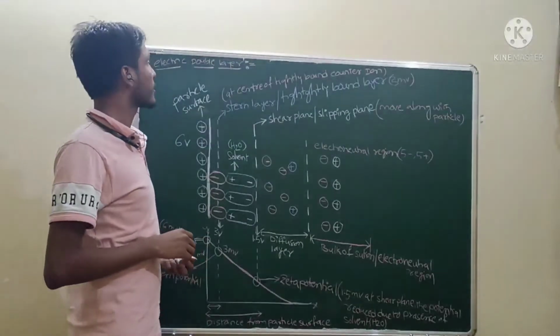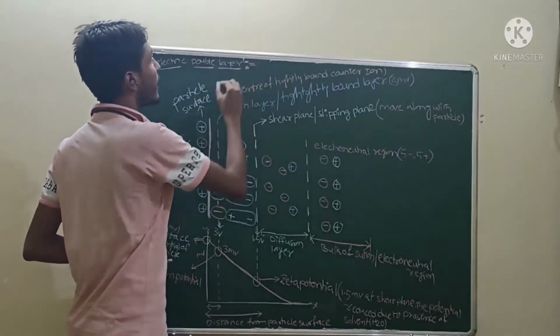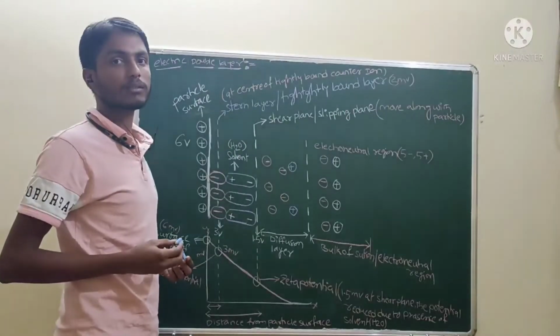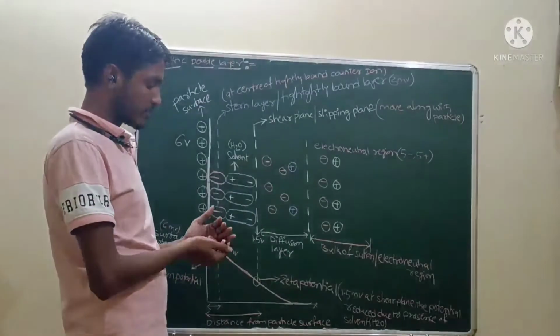Now the topic is electric double layer. This comes under the electrical properties of colloidal dispersion. So how is the electric double layer formed?